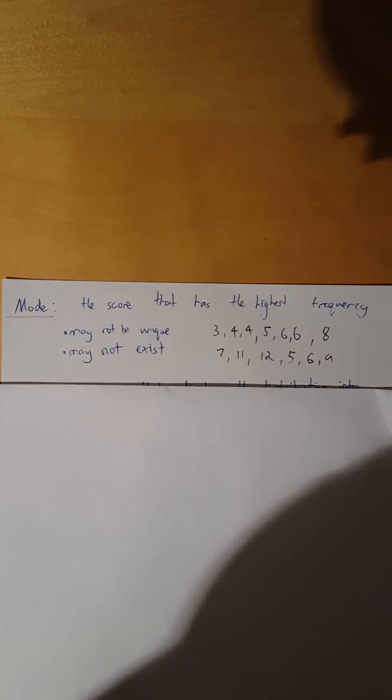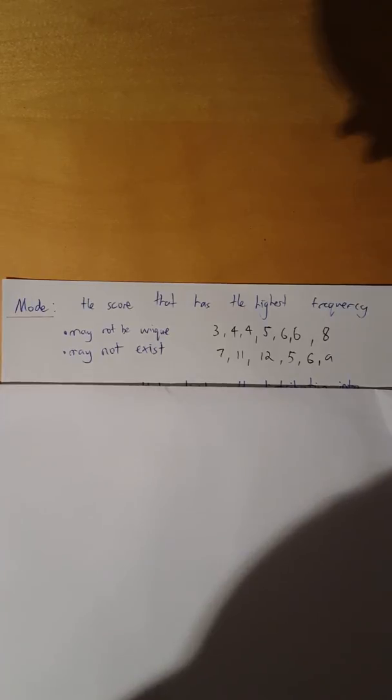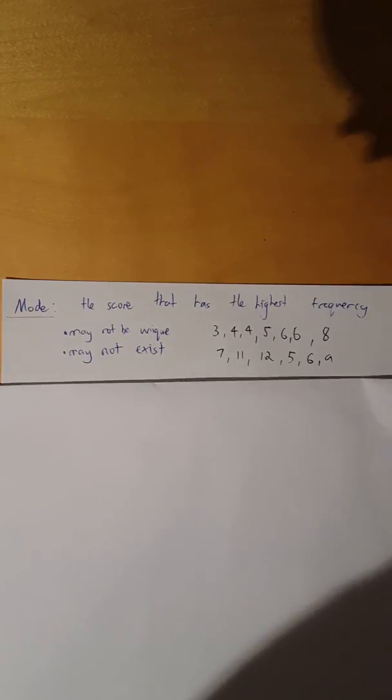Also, the mode may not exist. So if we look at the second set, clearly no score occurs more than the others. So it doesn't have to be one, but pretty easy. Just remember the one that occurs the most.